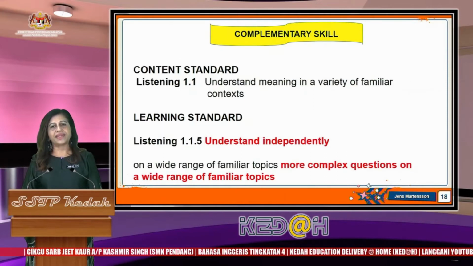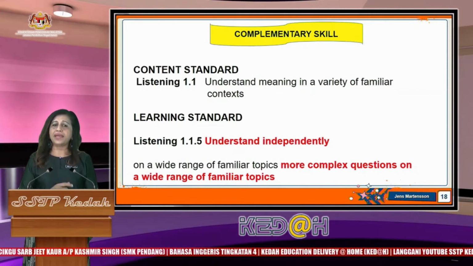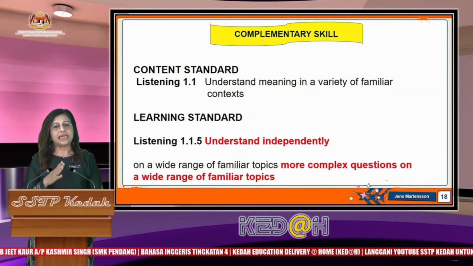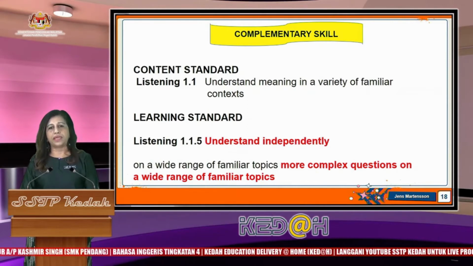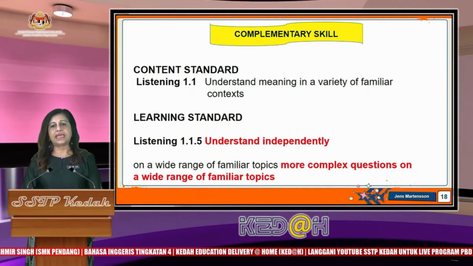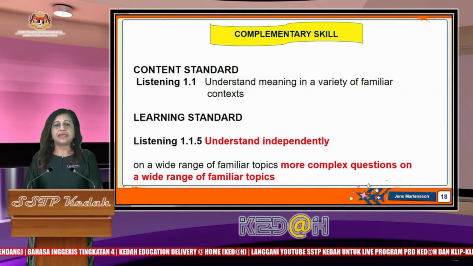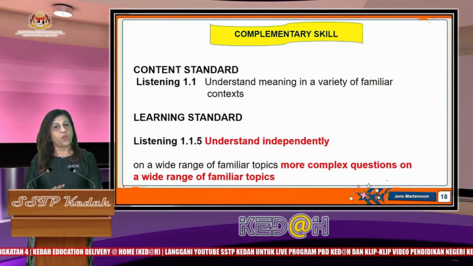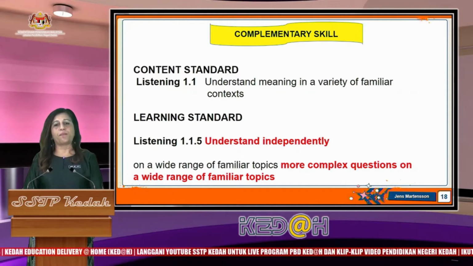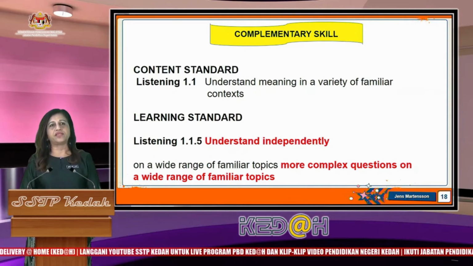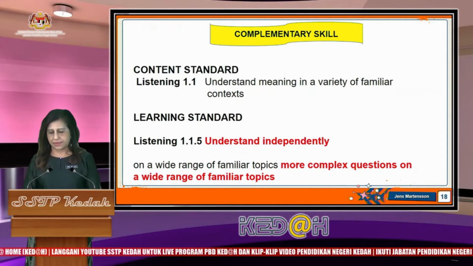Now let's look at the complementary skill. My complementary skill is listening 1.1, understanding meaning in a variety of familiar contexts, learning standard listening 1.1.5, understand independently more complex questions on a wide range of familiar topics.